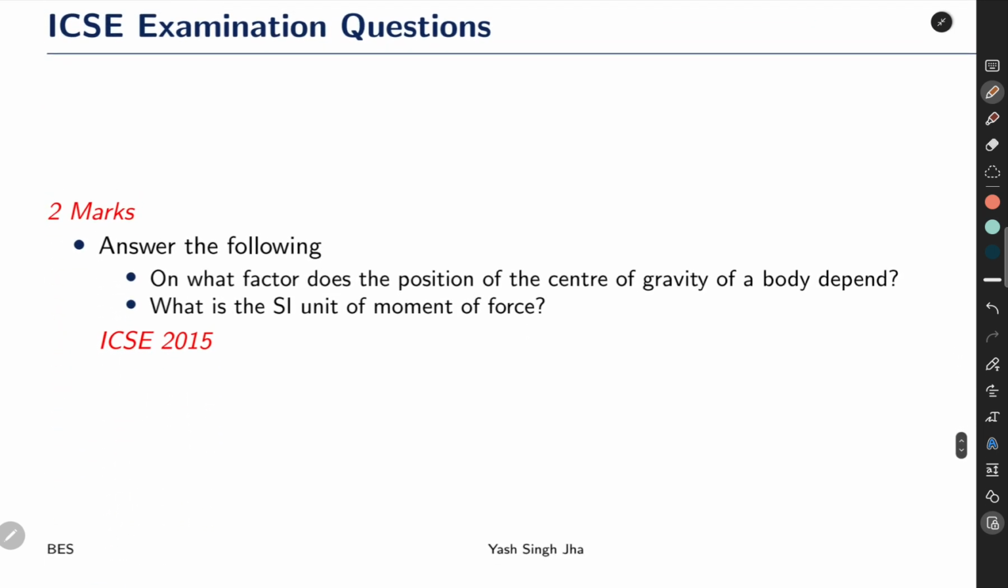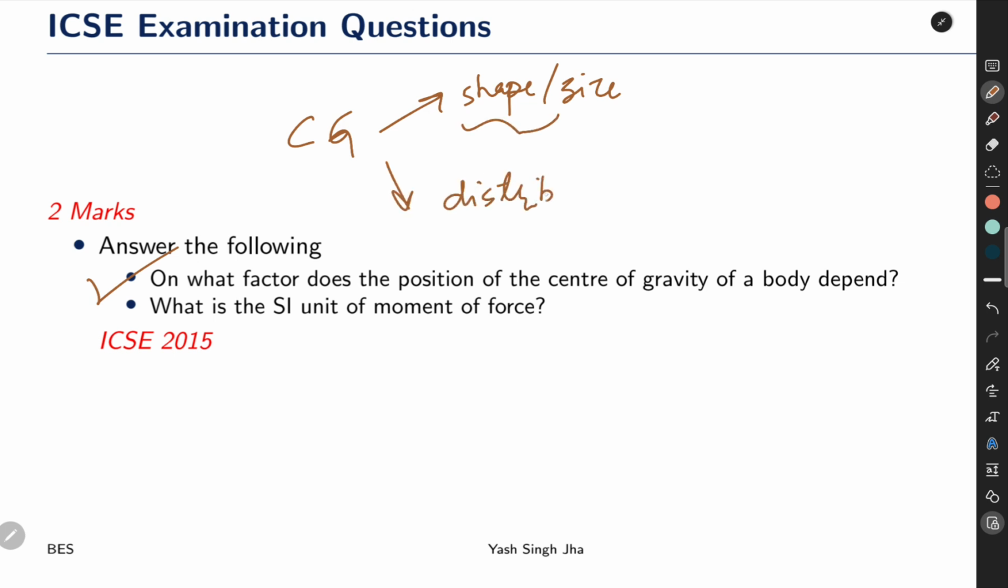On what factor does the position of center of gravity of a body depend? We already discussed it. Center of gravity depends upon two factors. Number one, shape. Second, distribution of mass. Center of gravity depends upon number one, shape, and number two, distribution of mass.